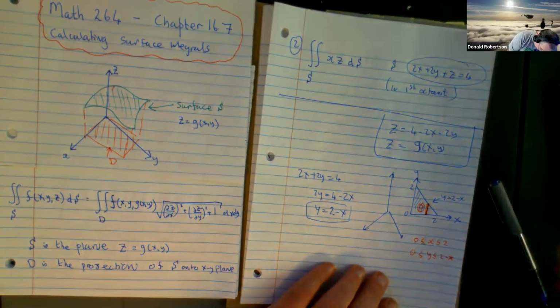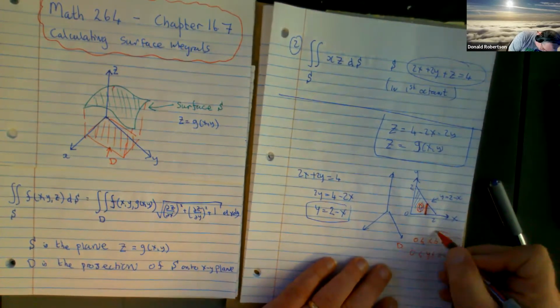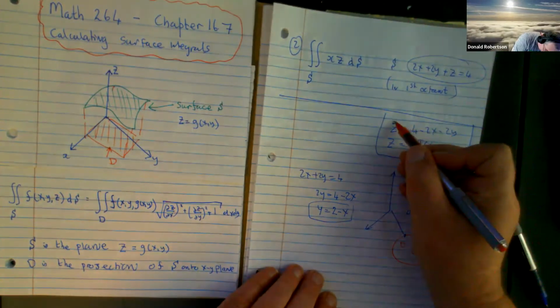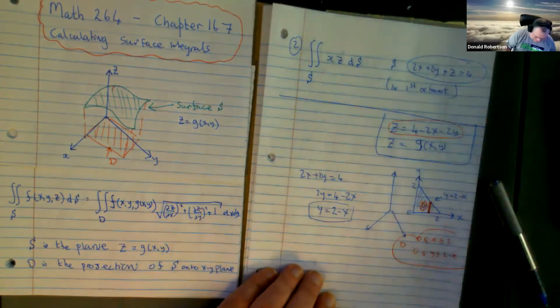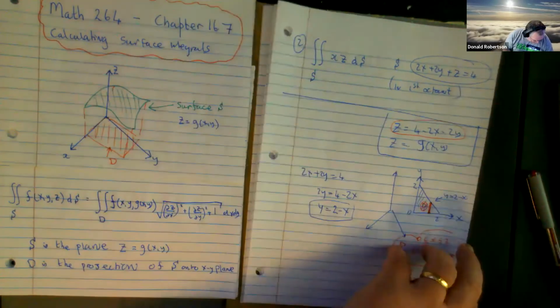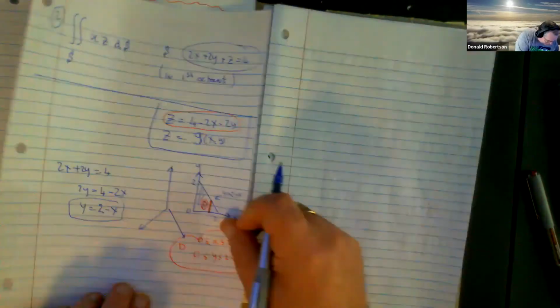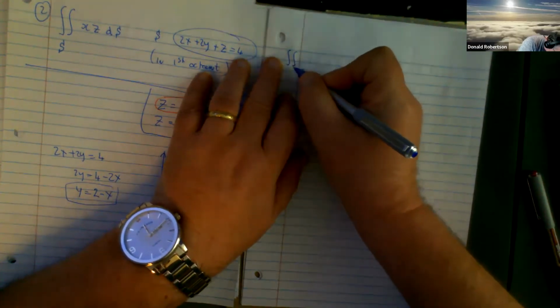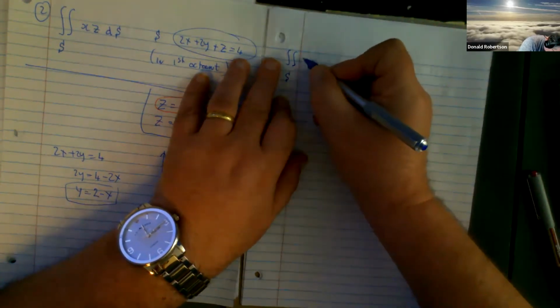Okay, so I now know what D looks like. It looks like that guy. I know what G looks like, right? He looks like that guy. So I should be able to put all the pieces together now and set up our surface integral in a form that's going to allow us to calculate it.